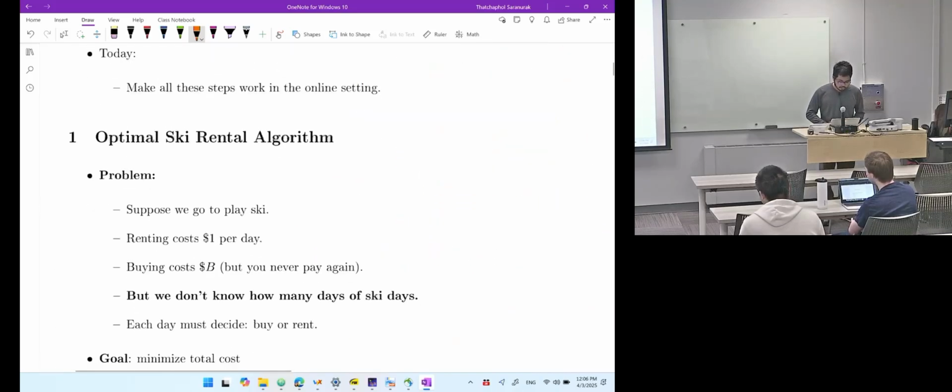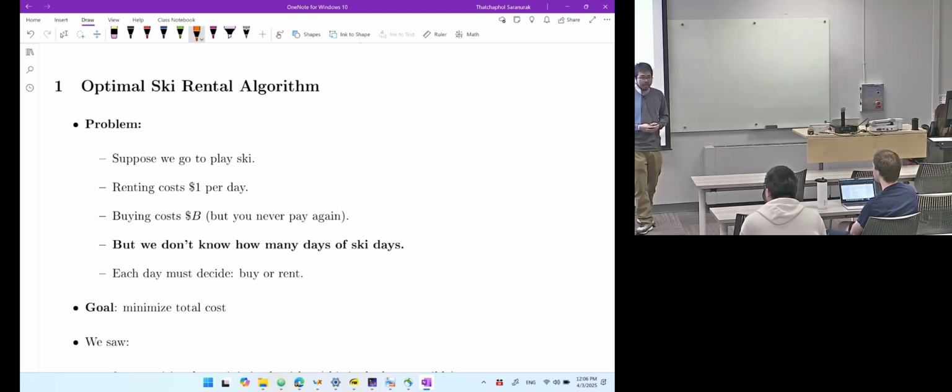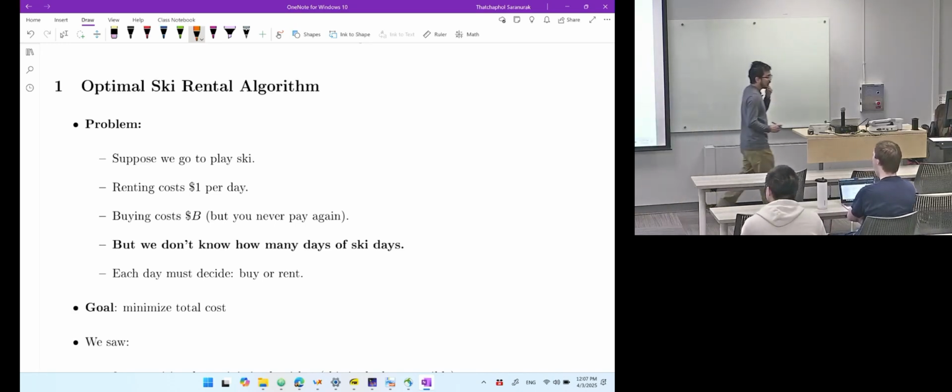Okay, so let's recall the online ski rental problem, right? It's a problem where you go to play ski. On each day, you can rent and pay $1 per day, or you can choose to buy the ski equipment and pay $B. But if you buy, then you don't need to ever pay again. You don't need to rent again. But you don't know how many days you will have for playing ski. And on each day, you need to decide to buy or rent. And the goal is to minimize the cost, right?